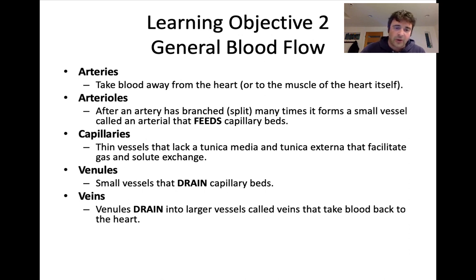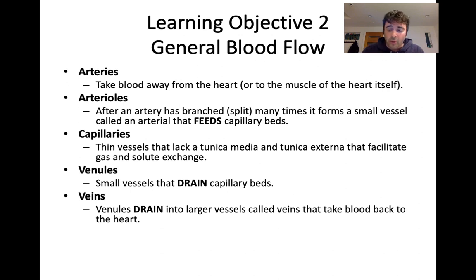Venules then drain those capillaries. They fuse and fuse and fuse because this is a closed system, right? Unlike insects, which just kind of circulate this stuff called paralymph around in their body. Our circulatory system is closed, meaning that the blood that goes out has to come back, right? Minus a little bit of fluid that's lost to the interstitial space. We have venules, and the venules drain the capillary beds. Venules fuse to form larger vessels called veins, and veins are low-pressure vessels that ultimately bring blood back to the heart.